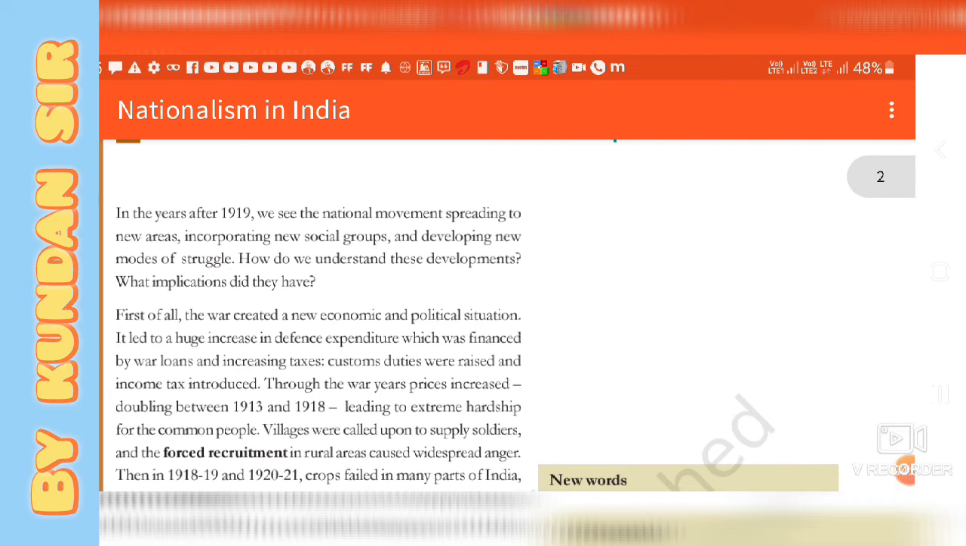And why was this movement started? I hope you guys know. This movement was started against the salt law. The salt law was made by the British.